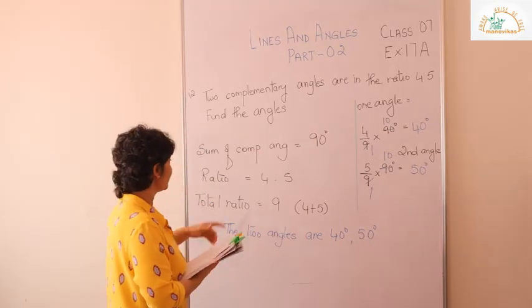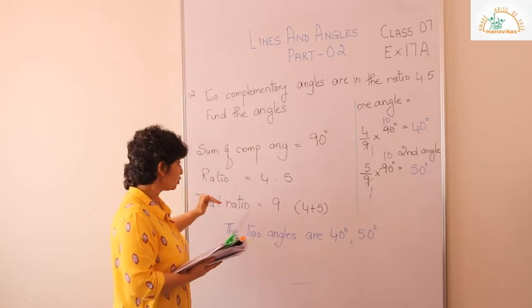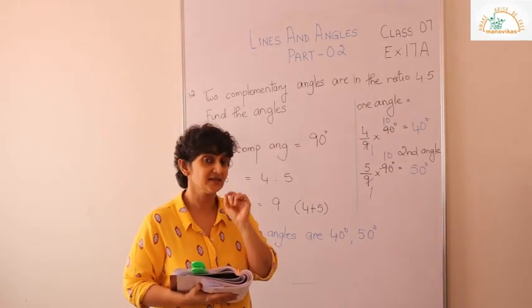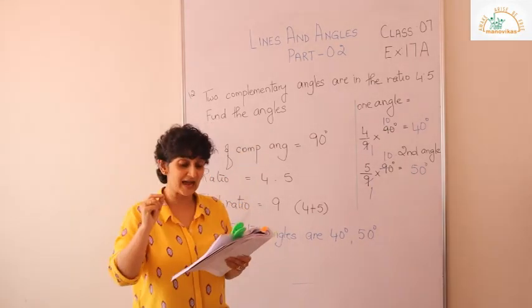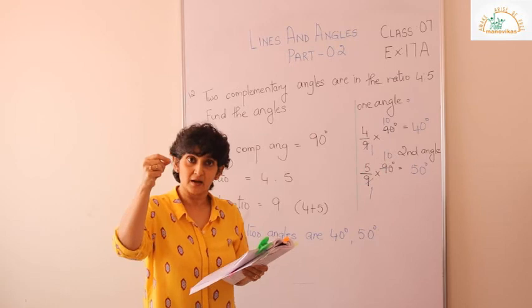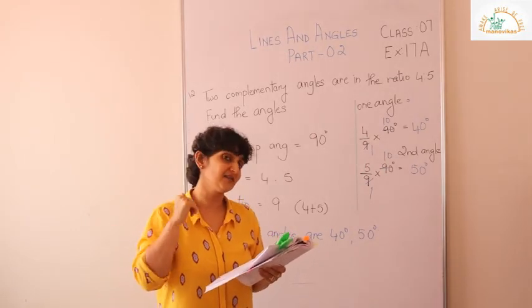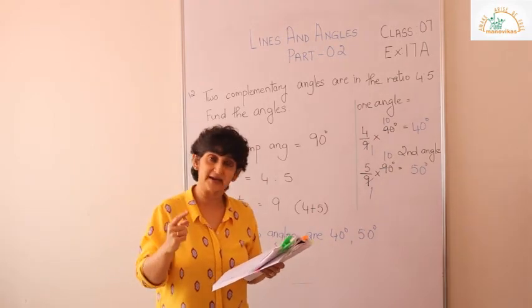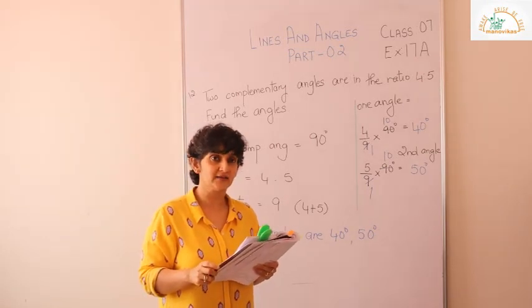And then what will you write? The ratio will be 7:8. Your total ratio will be 7 plus 8, that is 15. So how do you find the two angles? The first angle will be 7 upon 15 multiplied by 180. And the next one will be 8 upon 15 multiplied by 180. And that's how you're going to find your two angles.